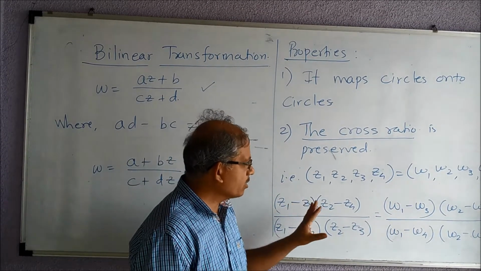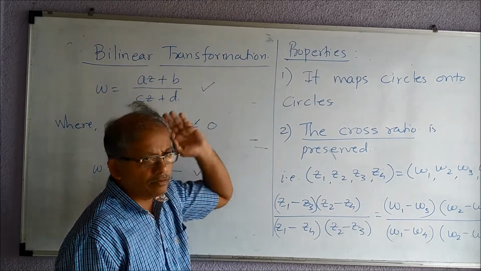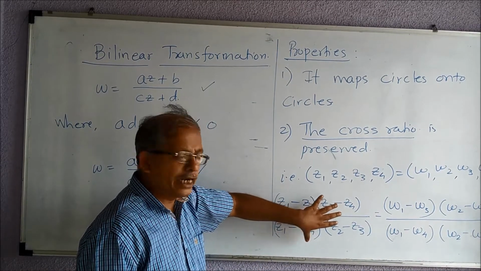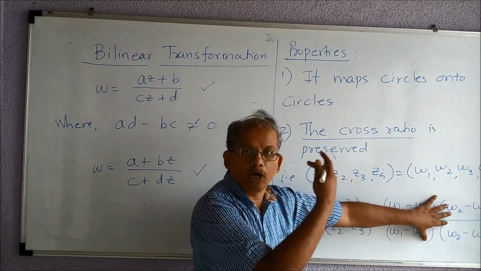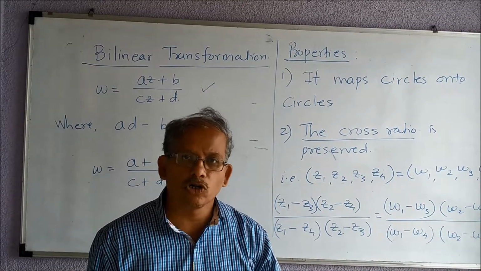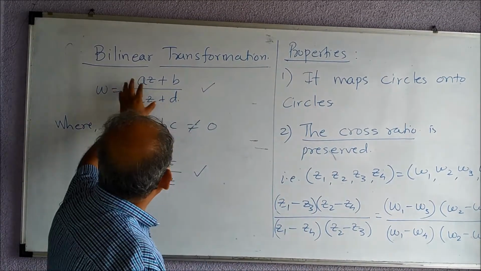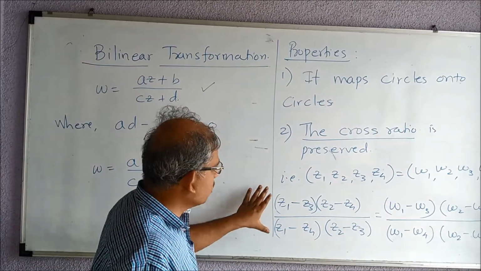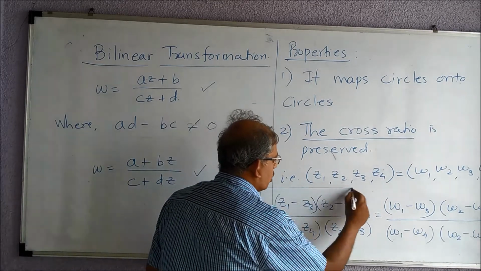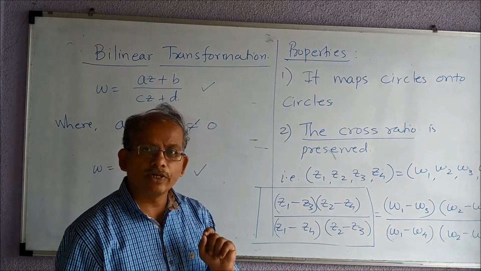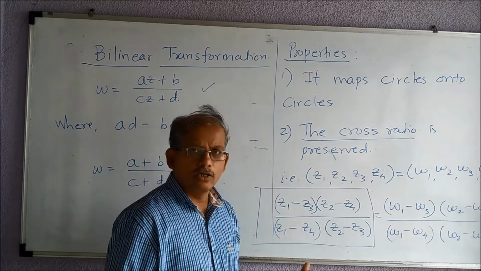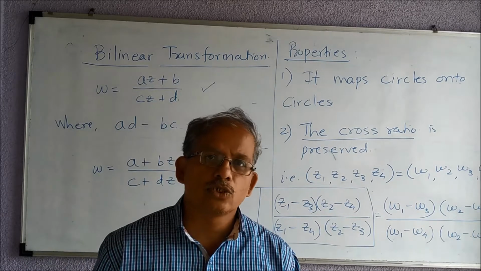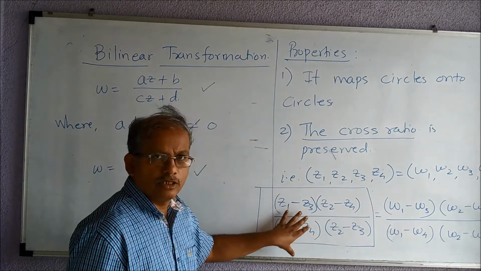Similarly, our bilinear transformation ensures that the cross ratio of the input and the cross ratio of the output remain the same, constant. So the bilinear transformation preserves the cross ratio. Got it? Please remember this formula for cross ratio and how it is obtained. Remembering this formula itself is a challenge, so please see the trick of writing this.